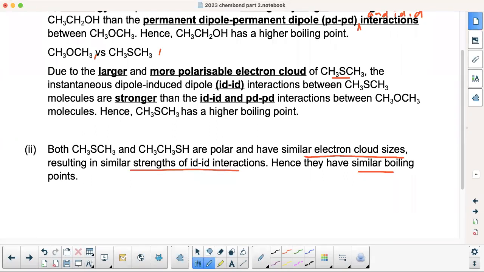Okay, very good. Similar electron cloud size, similar strengths of ID-ID, similar boiling points. Okay, the Mr is the same, right? So when you revise, please revise all these parts as well. For chemical bonding, students always have problems answering when comparing boiling points or later comparing solubility, which is the next part. Okay, compare solubility also. They usually struggle in this too.